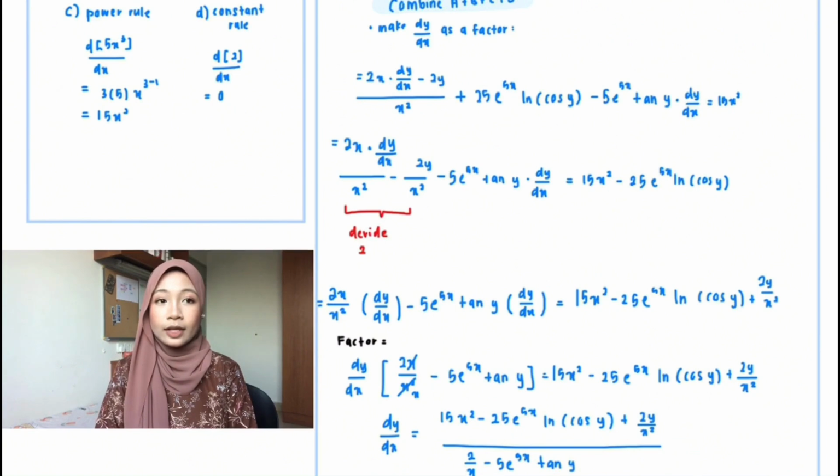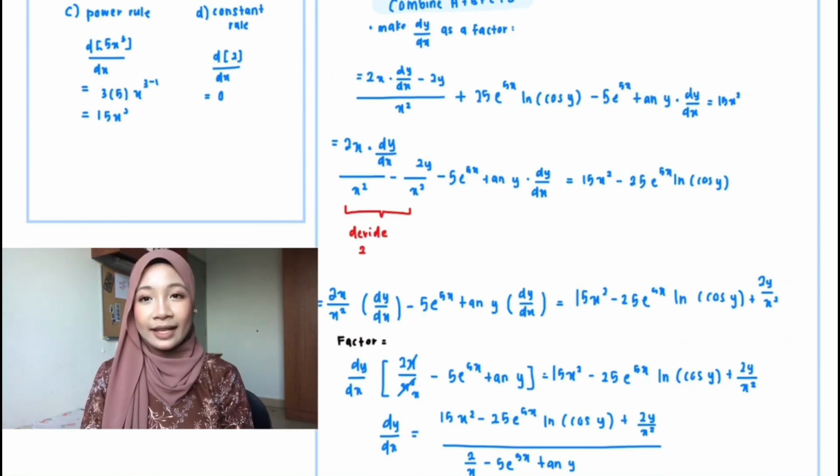Okay, after we are done with the left hand side, we will do the right hand side. First, for 5x to the power of 3, we will put it into part c. For c, we will use the power rule. Differentiating 5x cubed with the power rule, we will get 15x squared. Then for 2, we will put it in part d. For 2, we will use the constant rule, so we will get 0.